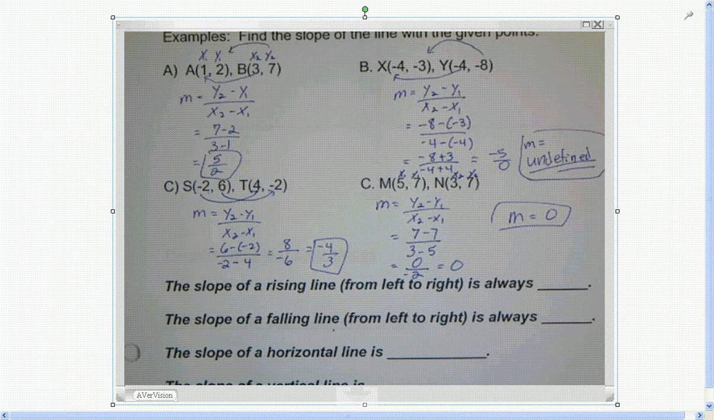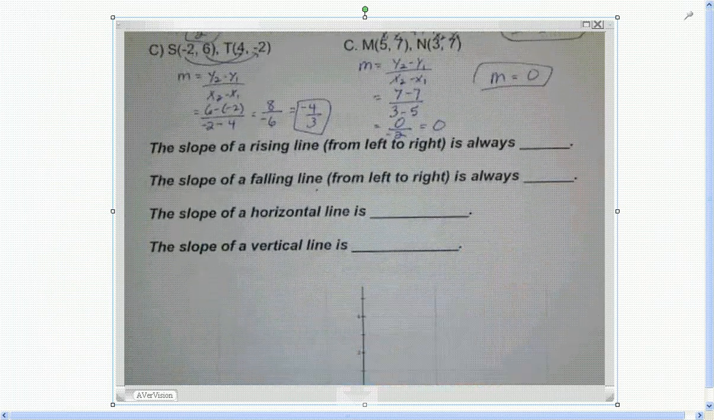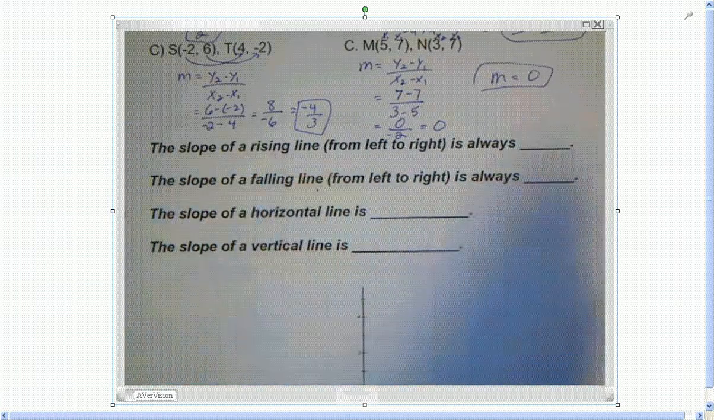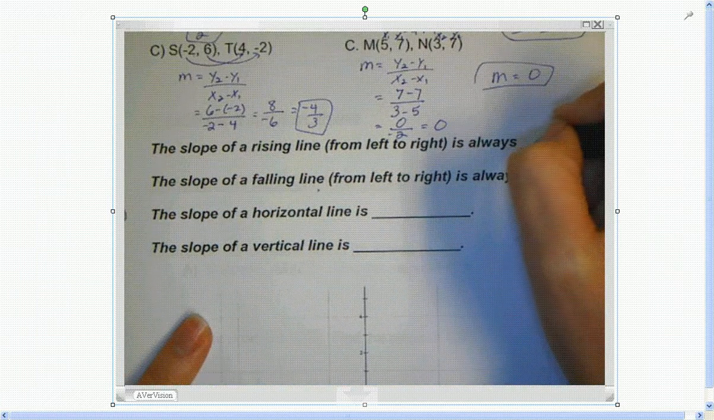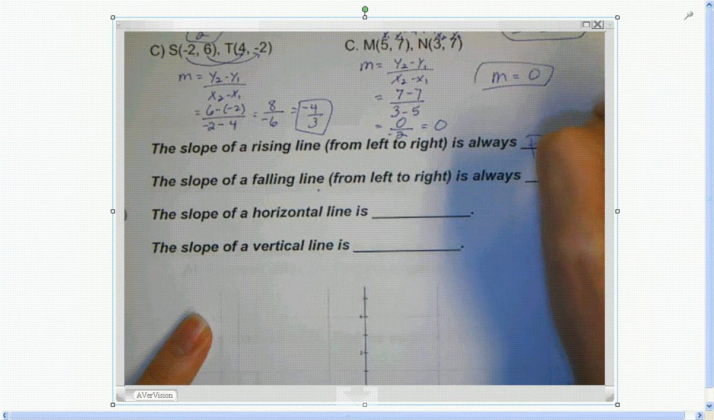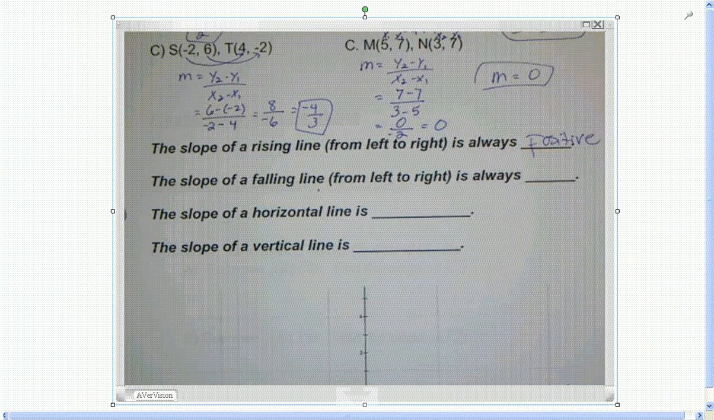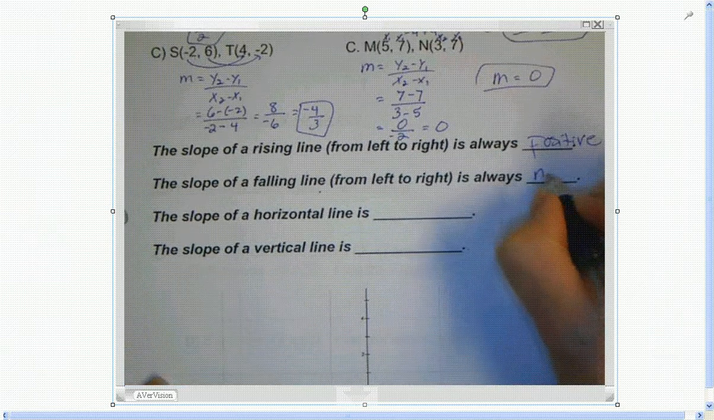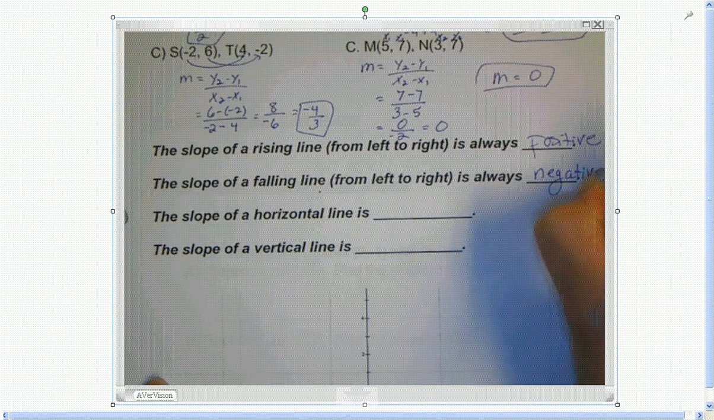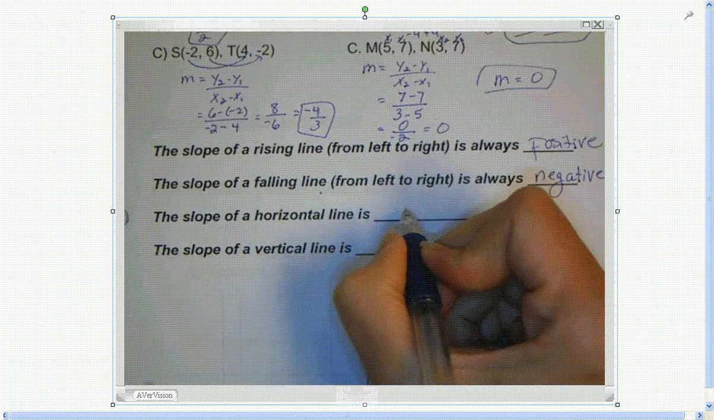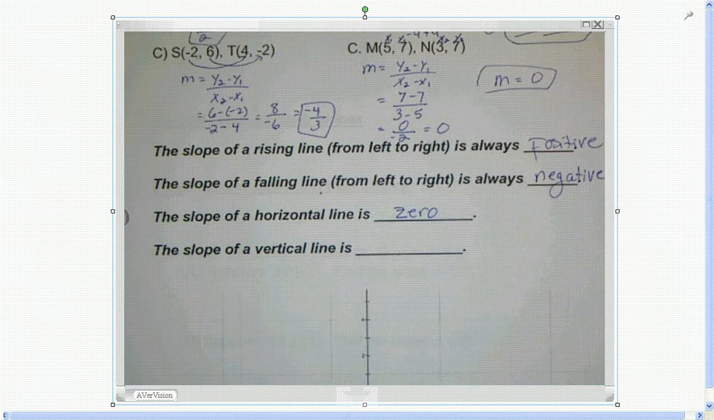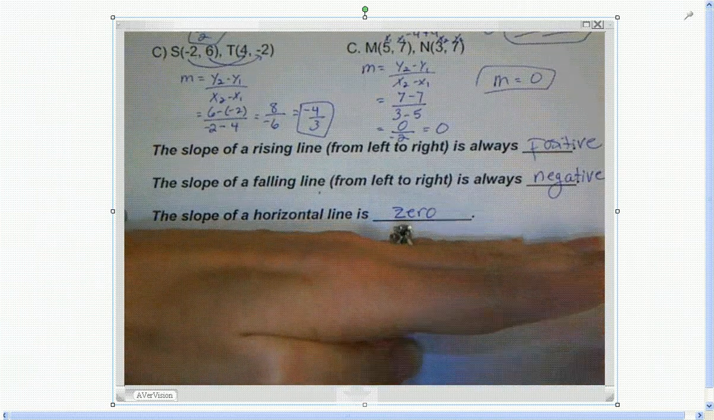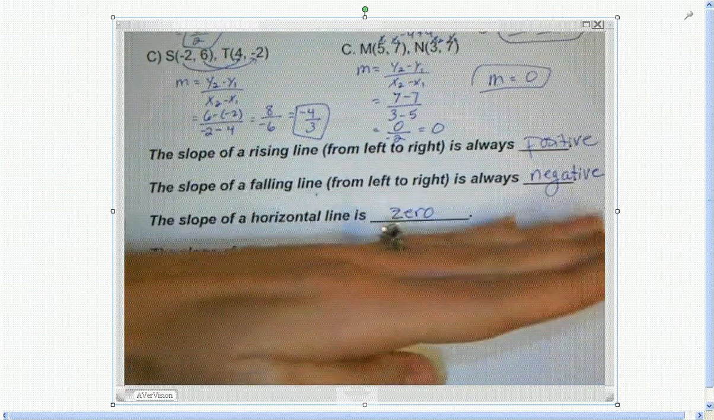We should be able to identify lines based off of their slopes. The slope of a rising line from left to right is always positive. So going from left to right is positive. The slope of a falling line from left to right, so it's starting up here and then going down, is negative. And the slope of a horizontal line is 0. It's flat. Your horizon is flat. So think flat for horizon. So it's going to be a slope of 0. There's no steepness to it whatsoever.